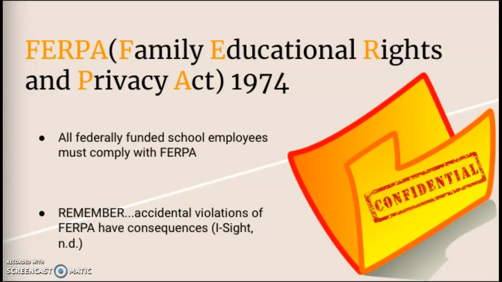But FERPA is connected to federal funding for school employees. They must comply with FERPA in order for the school to be able to get the federal funding. One of the things that you have to remember is that accidental violations of FERPA have consequences. It doesn't matter if they were not intended, they still have consequences and charges can be filed.